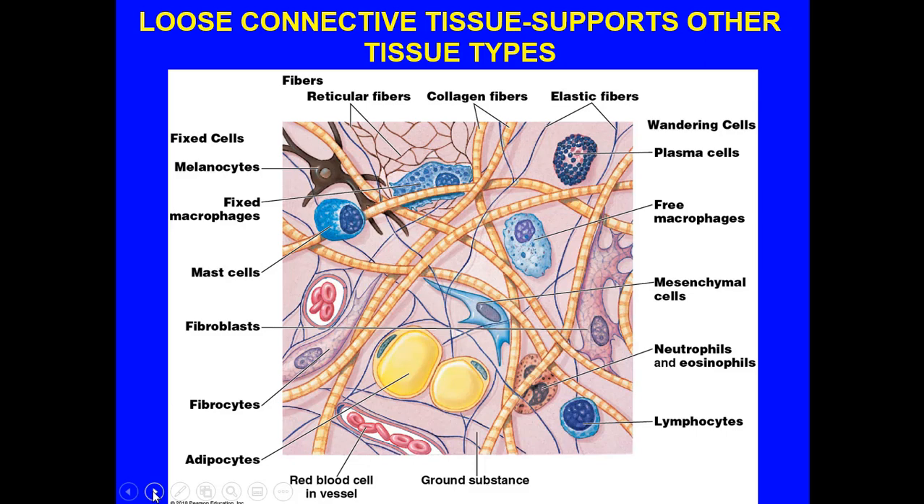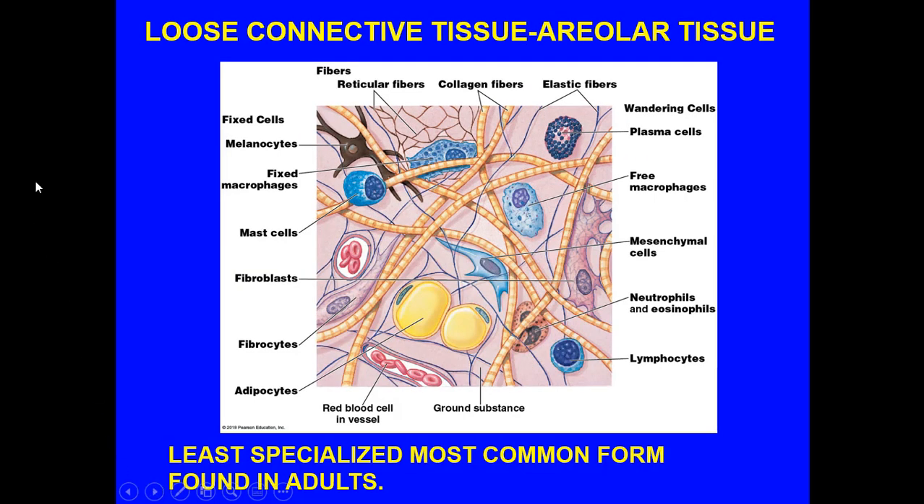Now, you see all this purplish stuff here? This is what we refer to as ground substance. We're going to get into some of this as we go into the loose connective tissues. The least specialized, but yet most common form found in adults is areolar tissue. So there's not a lot of specialization, but it's essential as a loose type of tissue to be useful in our structure.